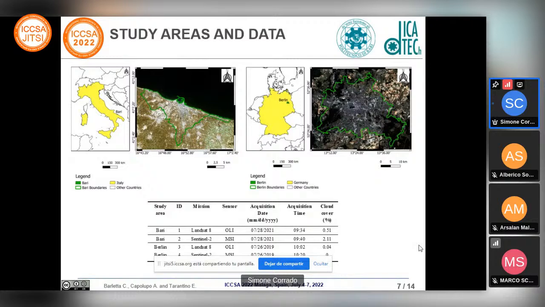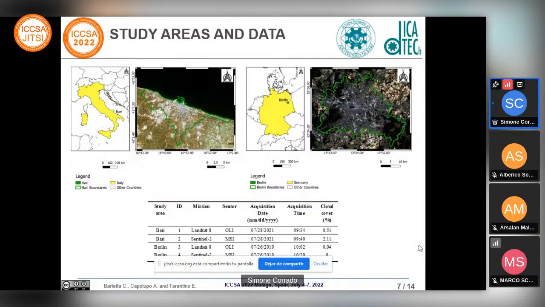These territories are very different from a climatic and geomorphological point of view. Four images were processed, two regarding the study area of Bari and two regarding Berlin. All these images acquired in summer period are very close as regards acquisition time and have also a very low cloud cover, less than 3%.